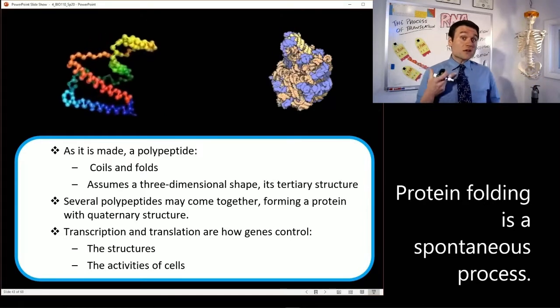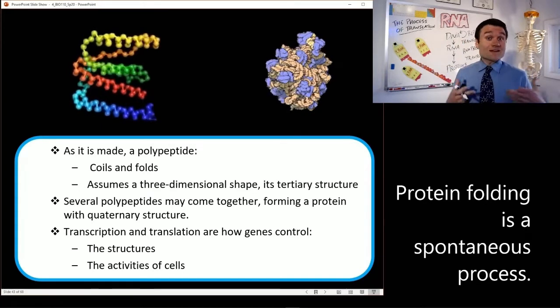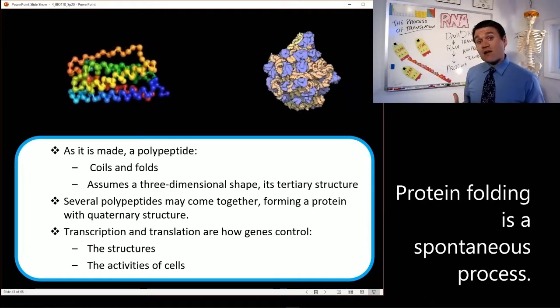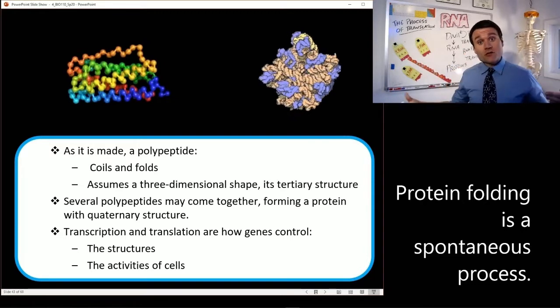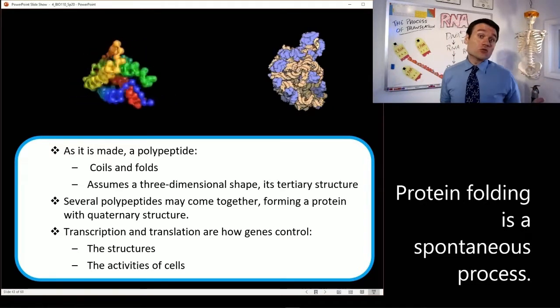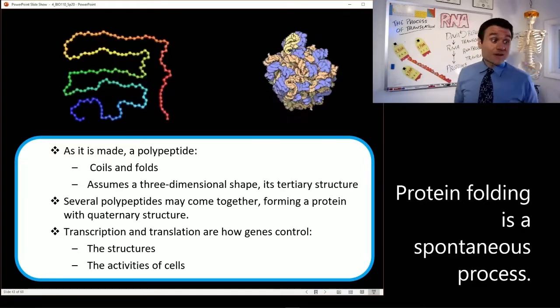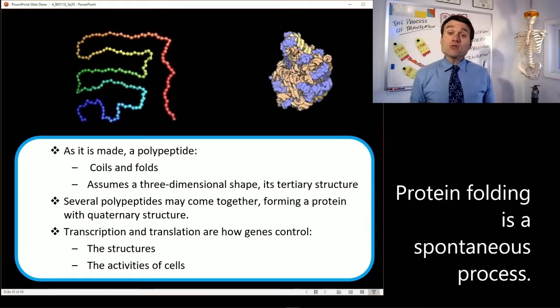Now, proteins obtain that three-dimensional shape spontaneously. It's just the interaction of the different amino acids on that chain kind of playing with each other that determines how it's going to fold and twist and obtain that final shape. But they will do that part mostly on their own.